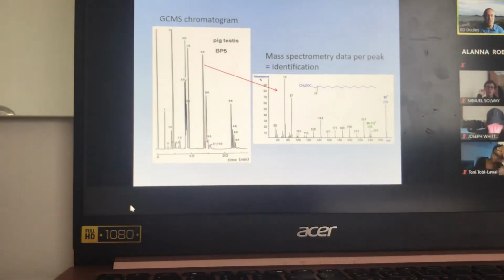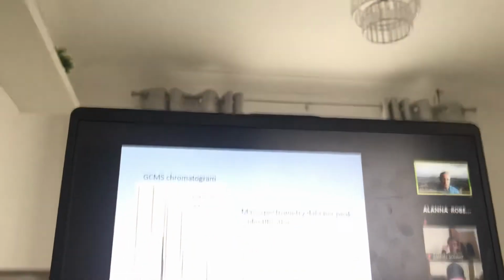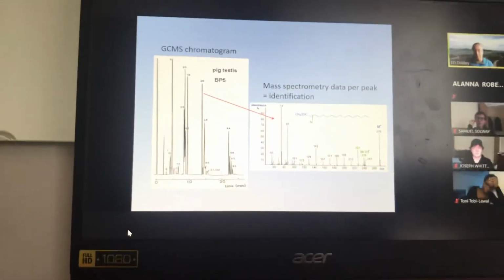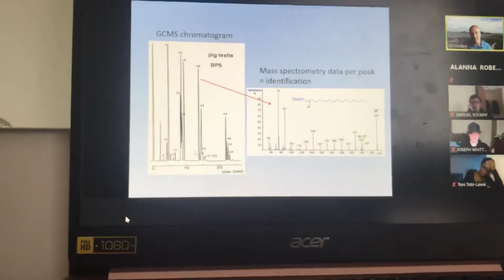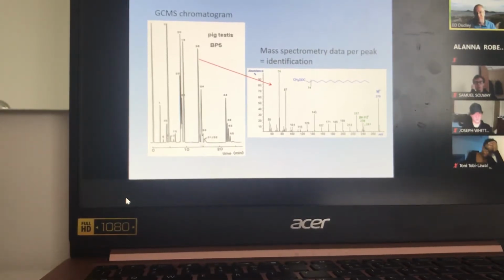So GCMS generates two types of data. The first thing it generates is a chromatogram. So GC, the gas chromatogram, separates them by time. And so as time goes by, each of the fatty acids will come off the column and go into the mass spectrometer. When it goes into the mass spectrometer, it gets analysed, and the number of ions increases. And so the chromatogram plots the number of ions in the mass spectrometer at any given time against time itself.